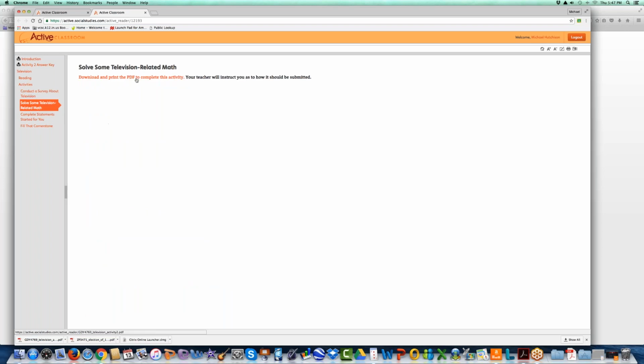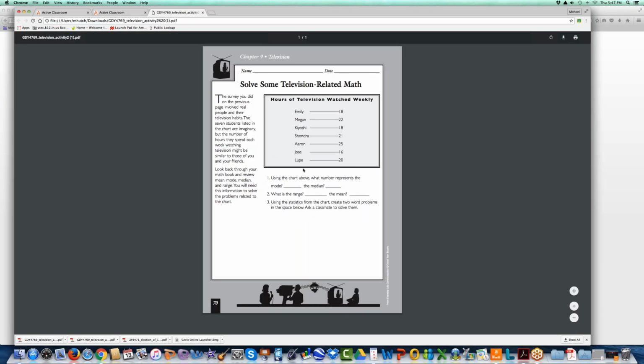Then there's a math activity which you have to download in PDF. I'll do that very quickly for you. And so this is what the activity looks like with this one. They have to find out the mean, the median, and the mode. And it's been a long time since I took statistics, so I'm not even going to go there. So Nancy, I hope you're better than I am as far as those things.